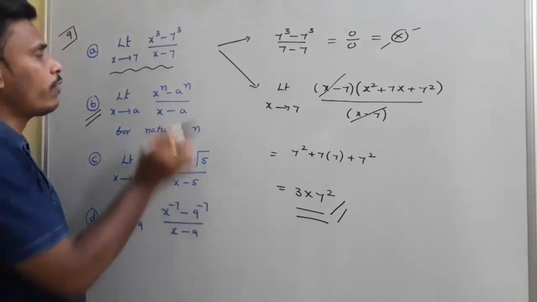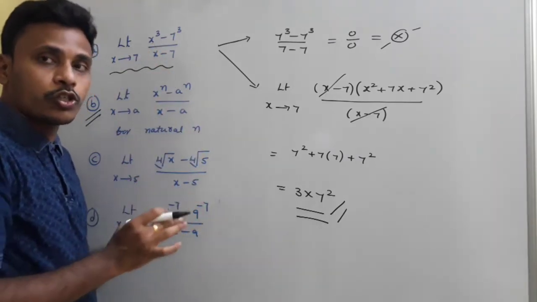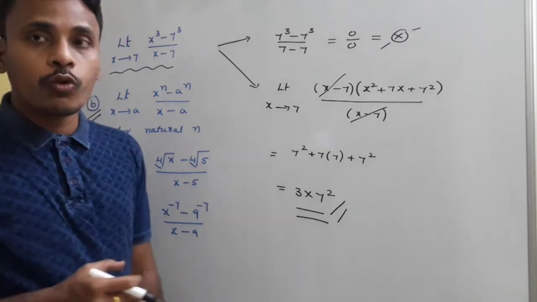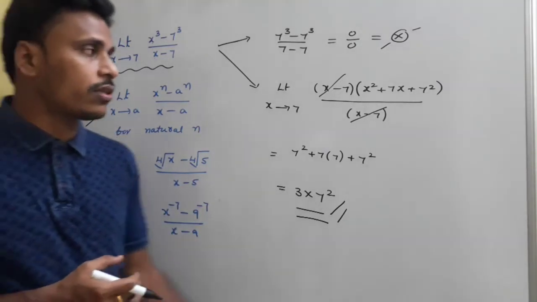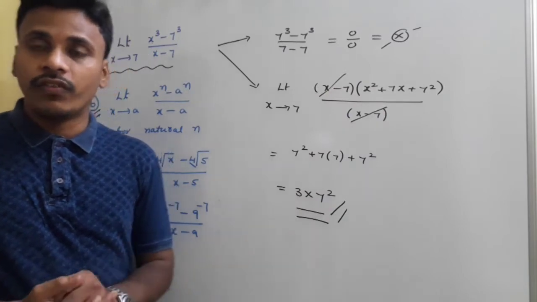Okay. First of all, for bit a, you just look here. If you directly substitute, then you have an indeterminate form. To avoid it, go for factorization. And on factorization, your answer is 3 into 7 square. I think everything is clear.